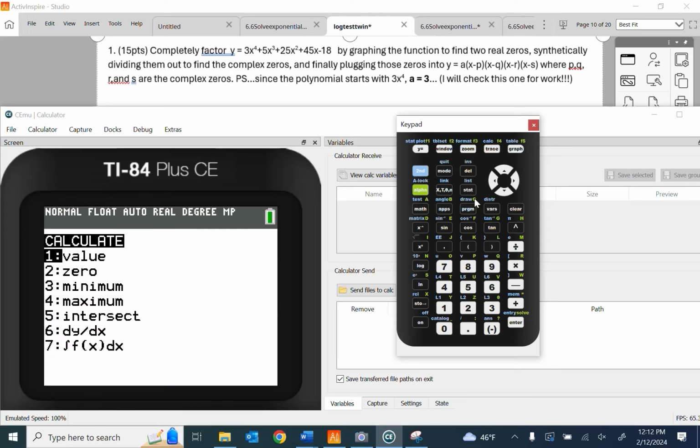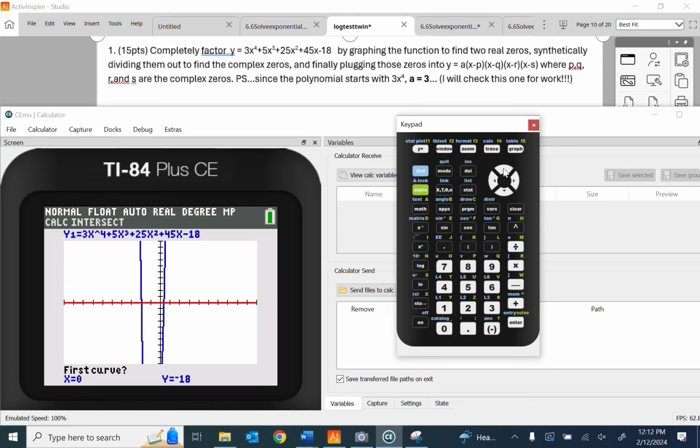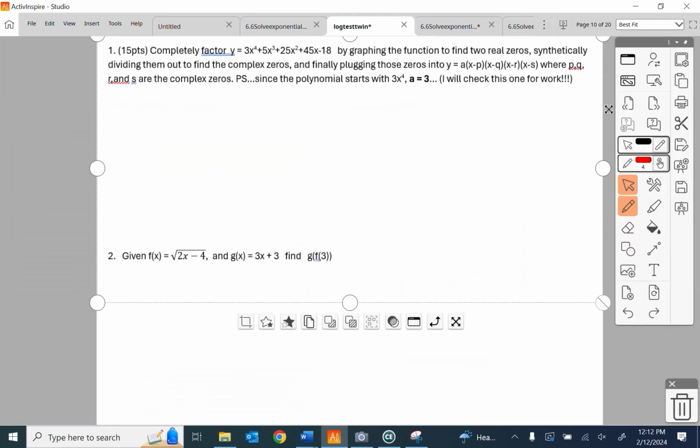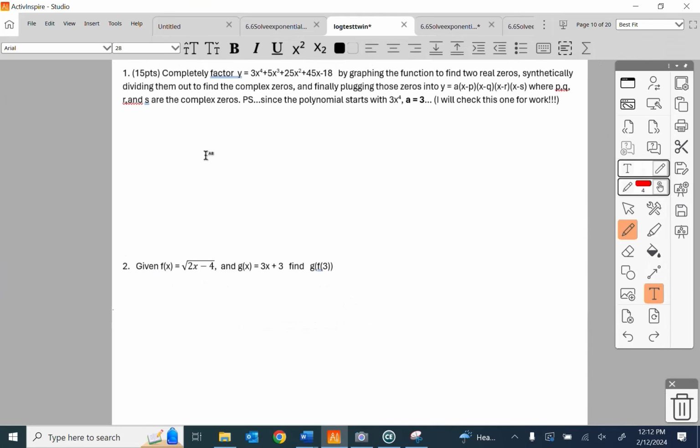Second trace 5. And I'm actually going to hit the up arrow to shift to the red line. Enter, enter, enter. So there's that 0.3333. By the way, 0.3333 forever is 1/3.